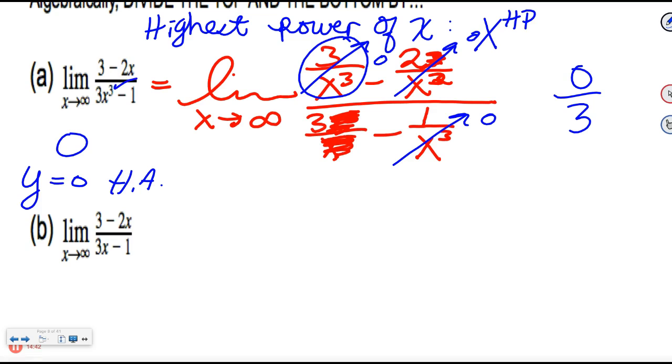But when you see a higher power in the denominator and you're approaching infinity, what's your answer going to be? 0, fast and accurate. I'm just showing you the why because I feel like I ought to.